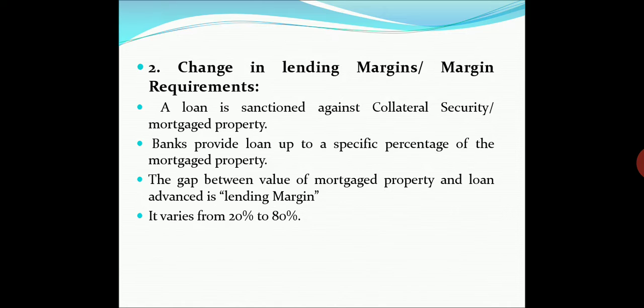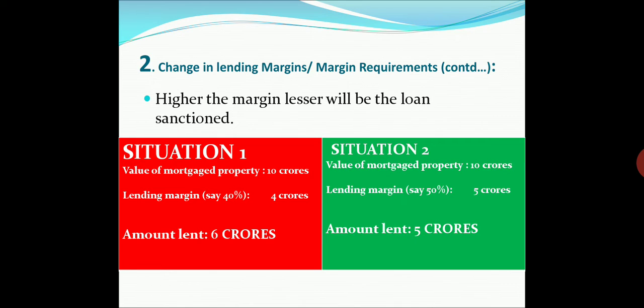The loan would be sanctioned against it, but the bank would be keeping a specified percentage of the mortgaged property. It may vary from 20% till 80%, but there is a specific provision of percentage. Then the gap between the value of the mortgage property and the loan advanced is the lending margin. This is something theoretical. Let us understand this concept with the help of two situations.